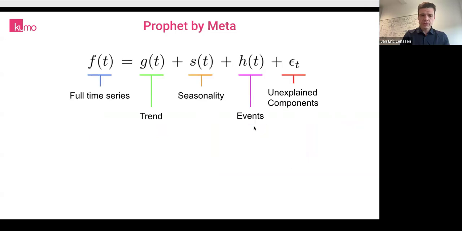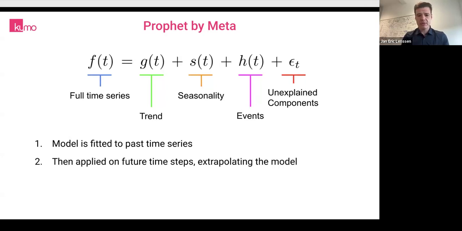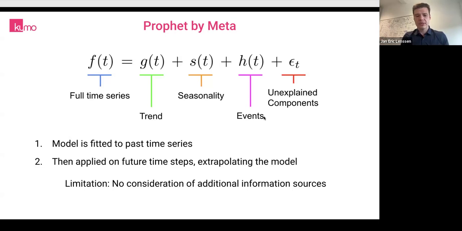So you can do that. You can fit your model to the past time series. And after you have done that, you can essentially apply it on the future time, like essentially extrapolating the model, which then gives you a forecast that hopefully tells you how this value will behave if it follows the same functions as it did on the past time series. But there are a few limitations here. So first, this model does not consider additional information sources. So it really just looks at the past time series and fits a function to it and then extrapolates it. And second, there is also no learning involved. So you cannot really learn over multiple time series at once.